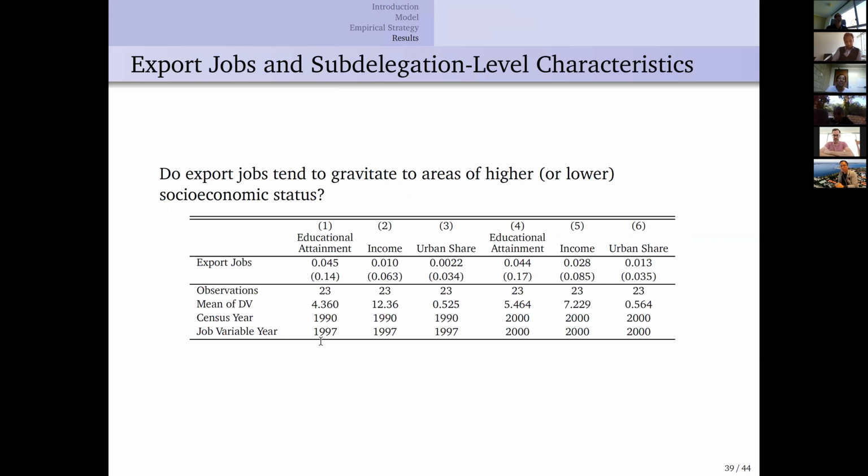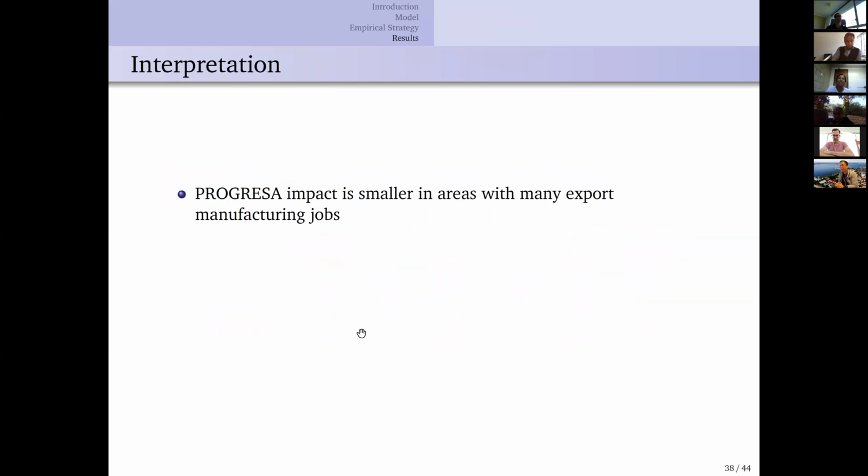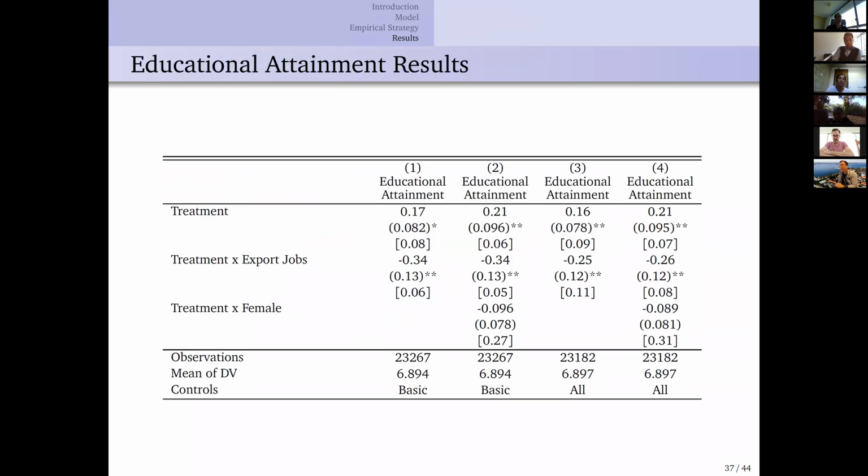Yes, Teresa, can you go back to the previous table, please? This one? Yeah, it's interesting to see the cross-term of treatment and export jobs, the coefficient is bigger than the treatment one. Yeah, it is really large. That means it completely offsets the impact of treatment? It looks like it here.